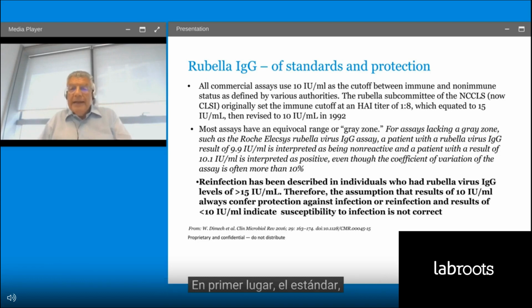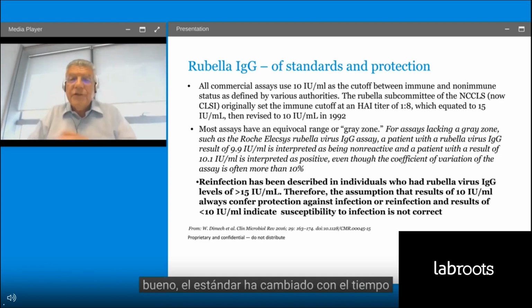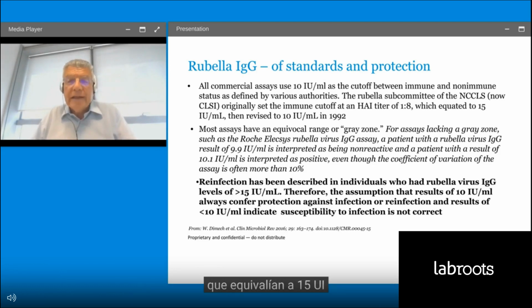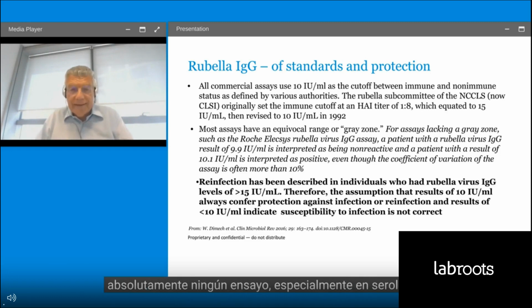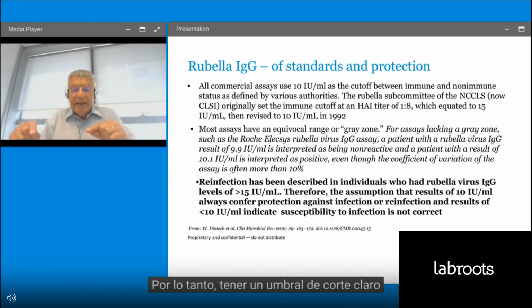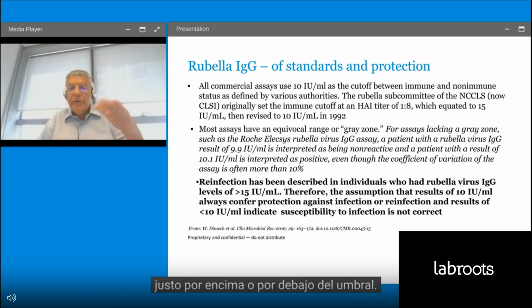First of all, the standard. Well, the standard has changed over time. It was based, and it's still based originally, on hemagglutinin inhibition titers equal to 15 international units, then revised to 10 international units 20 years ago. But first of all, there is a gray zone to be considered. A gray zone could be relevant because no assay is 100% precise, absolutely no assay, especially in serology. So having a clear-cut threshold will bring inconveniences in case of results that are just above or below the threshold.